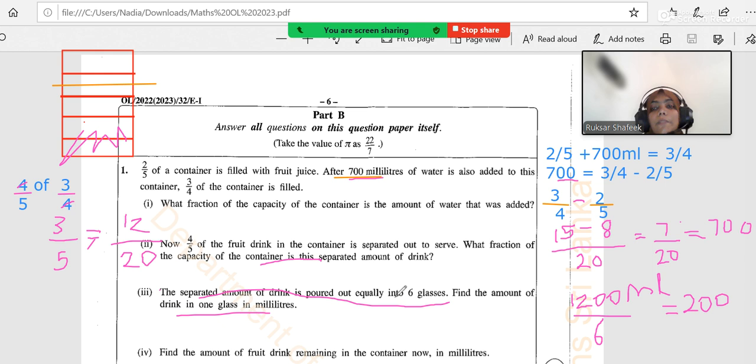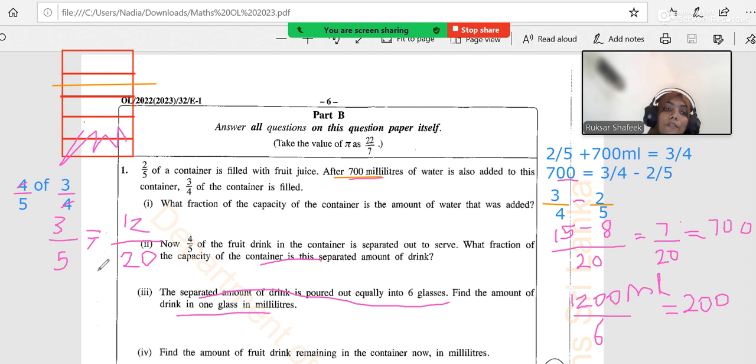Okay, so that's about that question itself. So you see, you've completed 3 parts and you're good to go with it. You've understood each and every step. It's not very difficult exactly to say, but you need to understand what exactly the question wants you to do. What is this term of? What is the term remaining? If you do understand that part, you're good with this question. And the last question, find the amount of fruit drink remaining in the container now in milliliters. So you need to give your answer in milliliters and tell how much of a fruit drink is remaining.